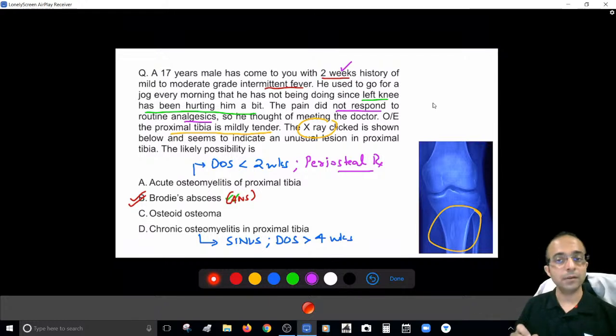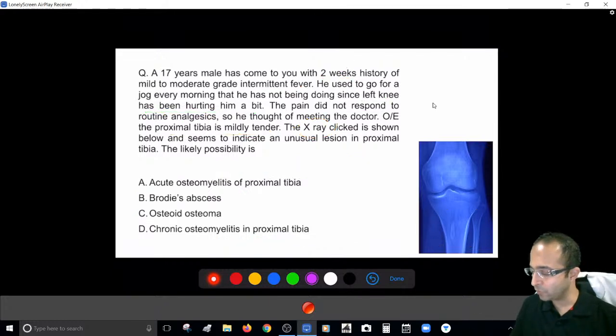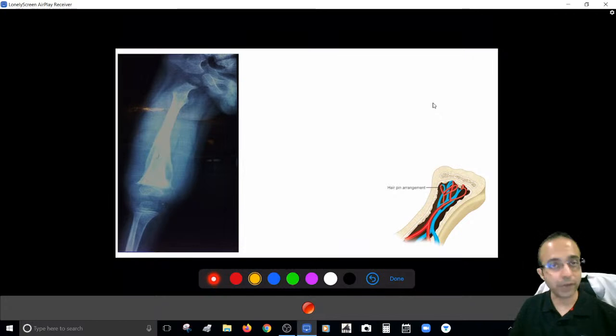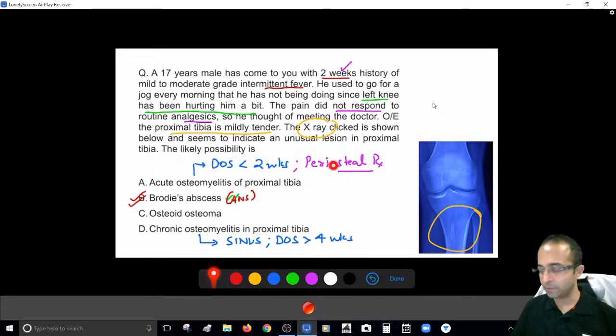2 weeks history. So acute osteomyelitis will show you a periosteal reaction. I hope you understand what is a periosteal reaction. Pus collects in the metaphysis, pus grows, pus lifts up the periosteum and new bone forms under the periosteum. This periosteal reaction is visible in acute osteomyelitis somewhere around 2 weeks. There is no periosteal reaction visible in the X-ray.